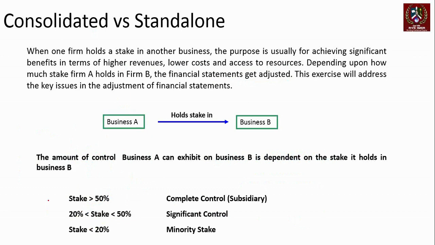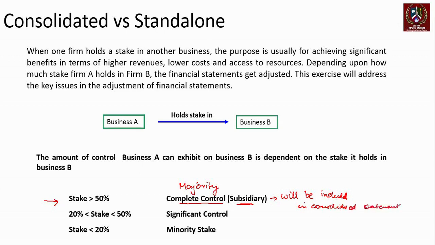If you have a stake that is greater than 50%, you have complete control over the operations of the company because you are a majority shareholder. No one else can have a stake more than you in this company. And by virtue, this company becomes a subsidiary. This will be included directly in terms of addition in consolidated statements, right? In consolidated statements, you will include this part.